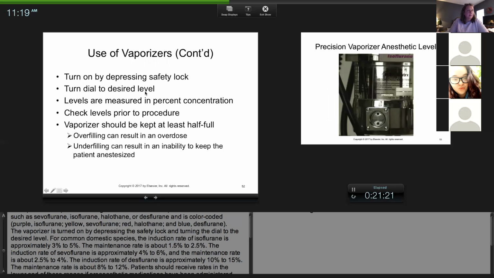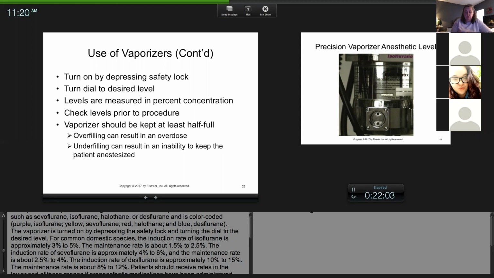When using the vaporizer, to turn it on, first of all, I turn on my oxygen to my patient. I push the button and I turn the dial to my desired setting. Remember I said a lot of times on ISO, I start at 2%. So I'll push down the dial, turn it to the 2 to deliver 2% of anesthetic. If I ask you what vaporizers are measured in, they're measured in percent. And we're going to check those levels before we start the procedure.